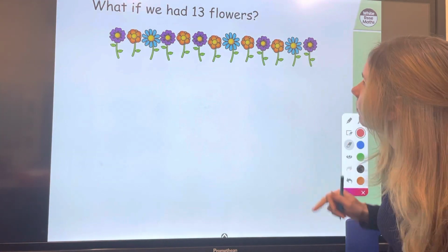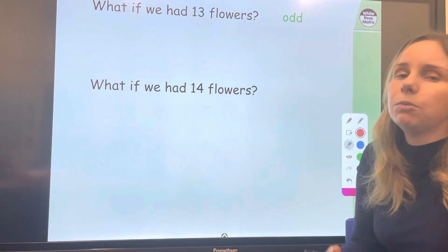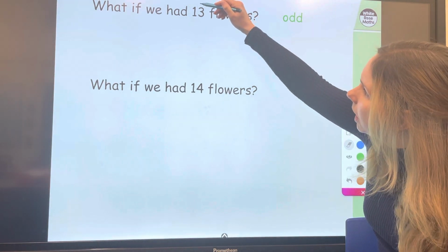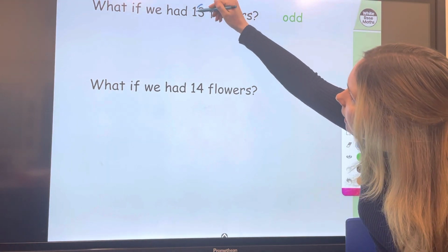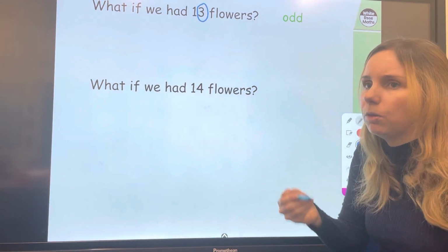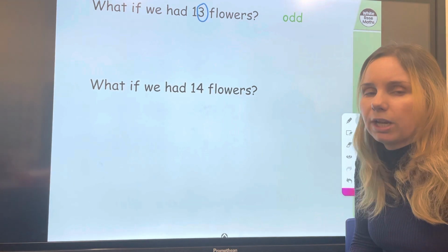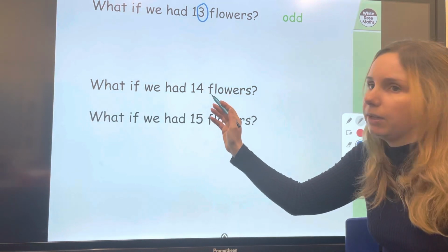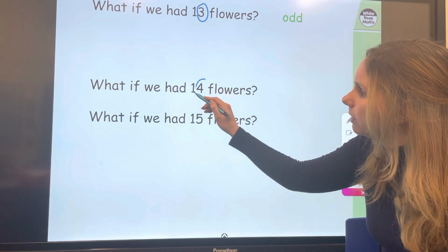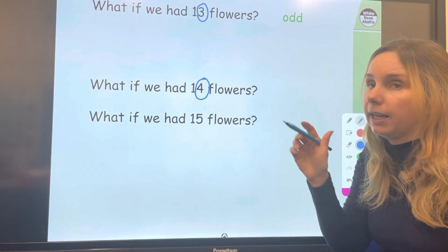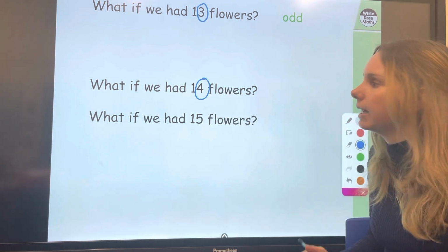Let's clear that. There we go. What if I had 13 flowers? It would be odd. How do I know that it would be odd? Look at the 13. How many 1s does it have? 3. What do we know about the number 3? Let's call Mr. Odd. 1, 3. 3 is an odd number. It cannot be shared equally by 2 groups. If we have 14 flowers, let's look at how many 1s it has. It has 4 1s, and I know when I count in 2s, use my 2 times tables, and when I call Mr. Even, 2, 4 is there, so I know it's even.